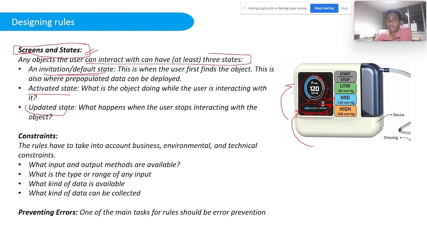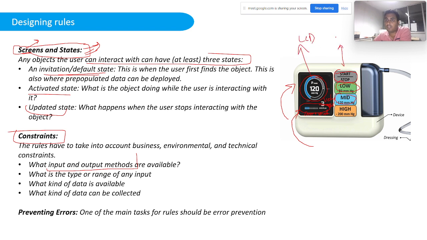Okay, so within the rules you need to provide information, or you need to provide logic, so that the system displays the state of the system and changes its screens. Also, you need to define the constraints within which you will be designing the rules. For example, you have to fix your input and output methods. Here the input method is button press, and the output is displaying by LCD.